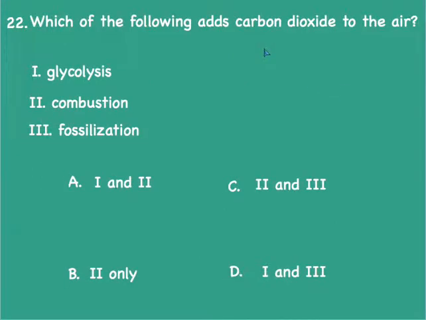Which of the following adds carbon dioxide to the air? Fossilization removes carbon dioxide from the air and locks away carbon. Combustion releases carbon dioxide, and glycolysis does not involve any release of carbon dioxide. So therefore the answer would be B, 2 only.